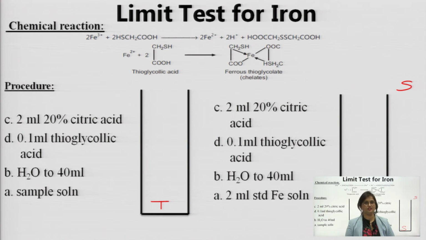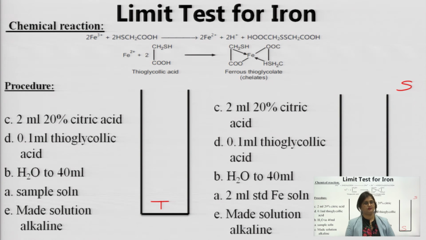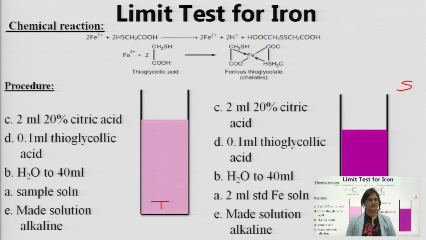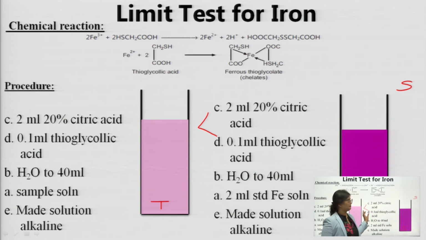Next we observe for the change in color. After making the solution alkaline, how do we make the solution alkaline? By adding ammonia solution. We check with litmus paper, or with our pH paper. The solution has to be alkaline. Then we check for the color produced. If you see here, the intensity of reddish purple produced in our test is less than that of the purple color which is produced in our standard. So, our test passes the limit test for iron.